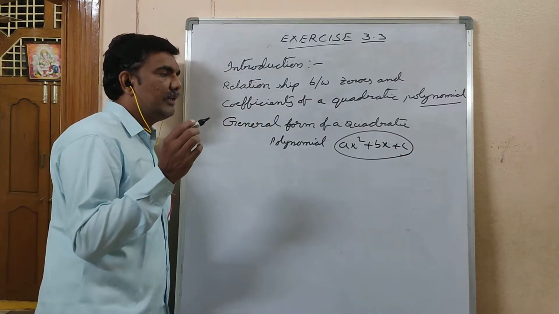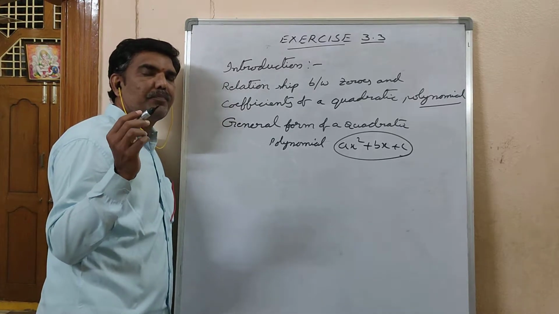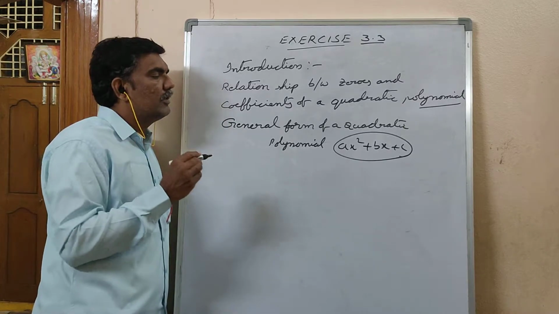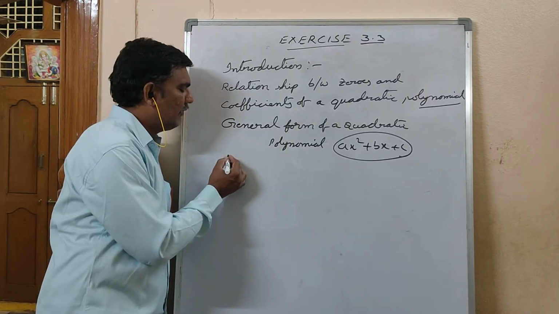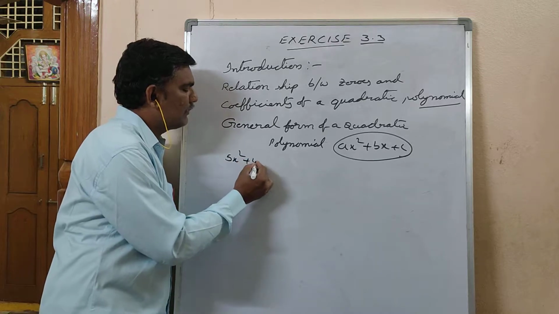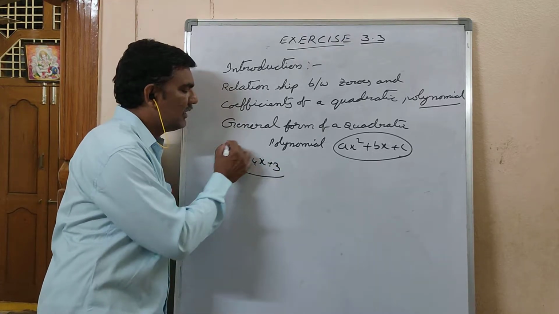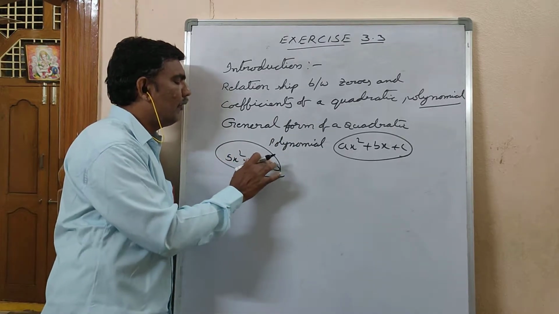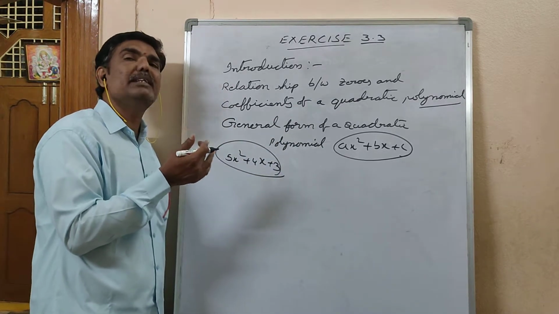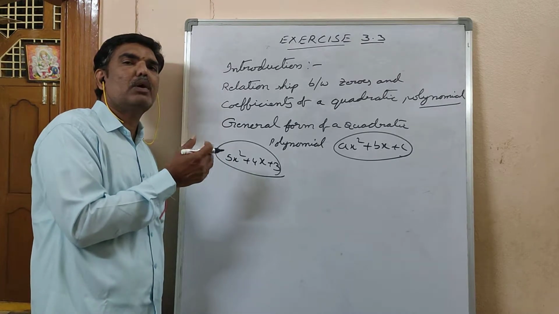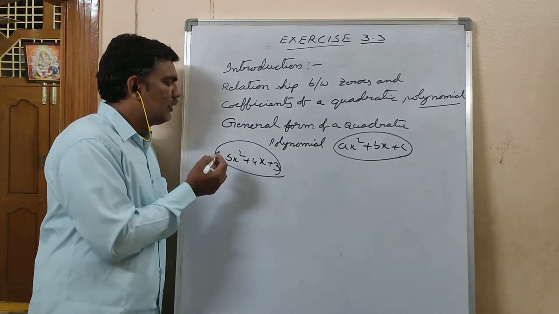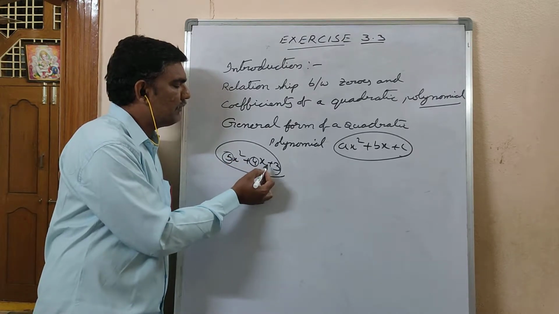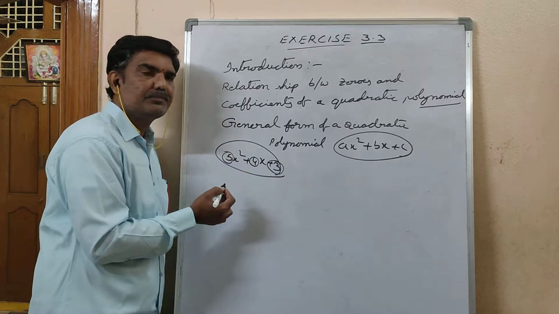Three terms will be there: ax square plus bx plus c. In general form, we should not use numbers. We should not write 5x square plus 4x plus 3 as the general form of a quadratic polynomial. In place of 5, 4, 3, you have to write a, b, c. Then it becomes a quadratic polynomial. So, x square coefficient is 5, x coefficient is 4, and this is called the constant term.